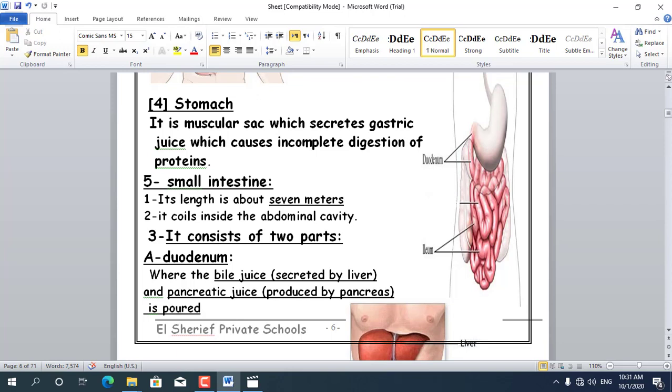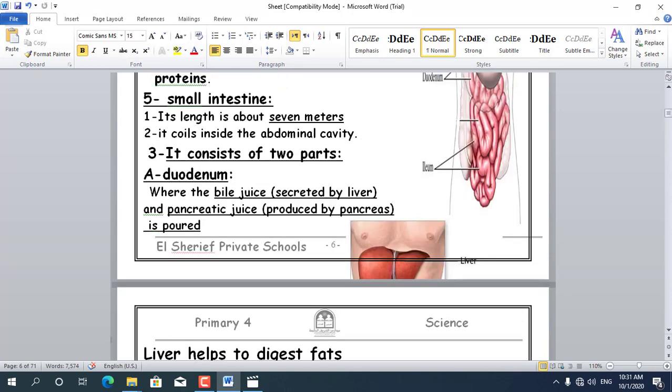يبقى زي ما احنا شفنا في الفيديو كده الفود passes to pharynx then esophagus then stomach. دلوقتي معانا حاجة اسمها small intestine. يبقى it is the longest part of the digestive system as its length is about 7 meters. So it coils inside the abdominal cavity. It consists of 2 parts.